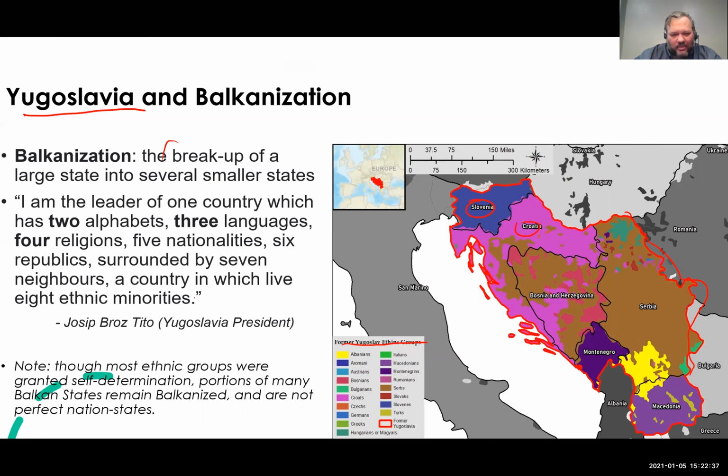The quote from the president, he was there for a long time, Tito, he said, "I'm the leader of one country that has 2 alphabets, 3 languages, 4 religions, 5 nationalities, 6 republics, surrounded by 7 neighbors in a country that has 8 ethnic minorities." And so, again, you can kind of see what's coming.